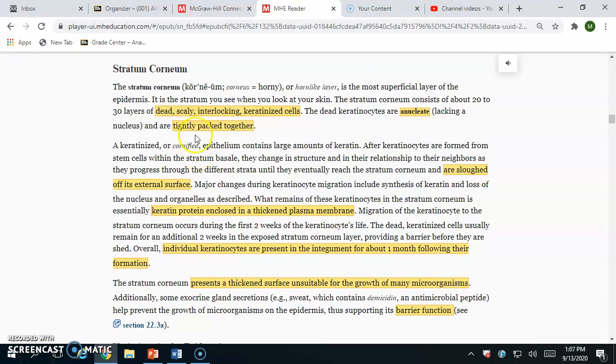So we have these tightly packed keratinocytes that are dead, don't have a nucleus, that are making up the stratum corneum. And there's quite a few layers, 20 to 30 layers in there. Eventually what's going to happen is they're going to slough off the external surface. Once they continue to be pushed from the deep part of the stratum corneum towards the superficial part, they'll reach the very surface of the skin, and then they'll slough off.